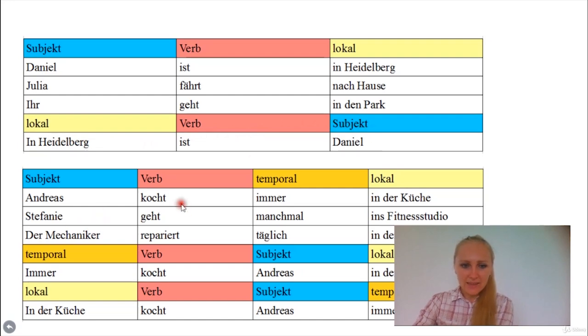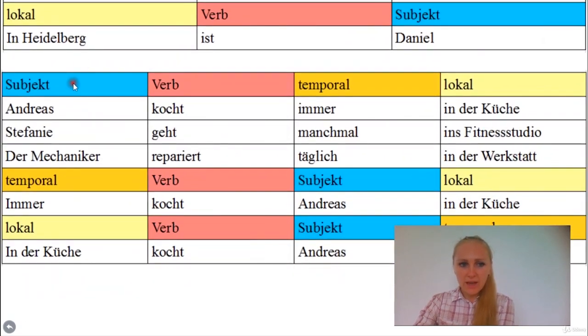Then in the next example here, we have a subject, verb, indication of time, and indication of place. Whenever we have that, first comes the time, then comes the place. Okay, please keep this in mind. First time, then place. Andreas kocht immer in der Küche. It means Andreas always cooks in the kitchen.